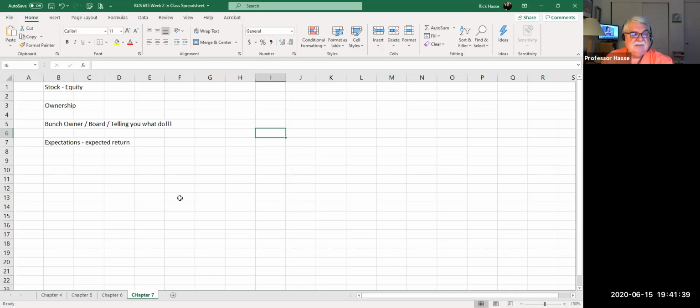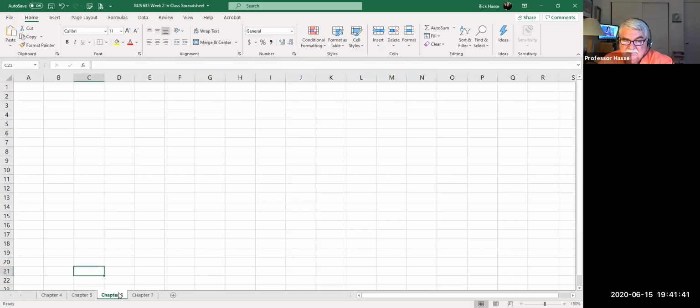And that all relates now to chapter 6. The expectations of bonds, the expectations of stocks, is all based on risk and return. What are the risks of making your expectations? And what is that return? Is it valuable enough for those risks?